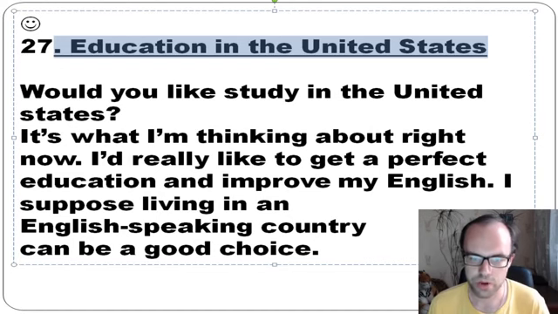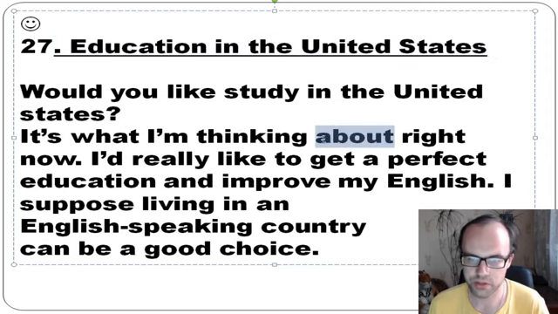It's what I'm thinking about right now. Good phrase. It's what I'm thinking about right now. We put "about" at the end of the sentence. So it's about what I'm thinking, but if you say it the other way, it isn't so natural. So we put it in the end. It's what I'm thinking about right now.